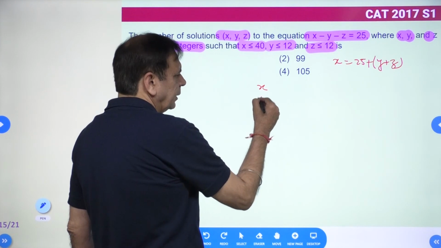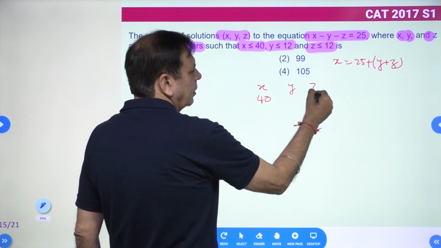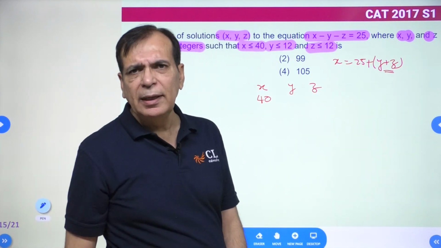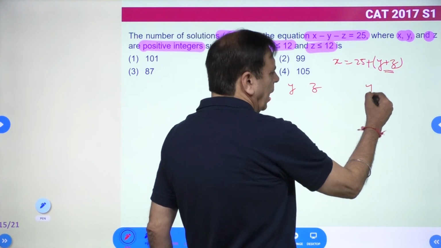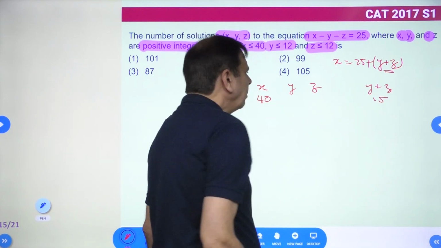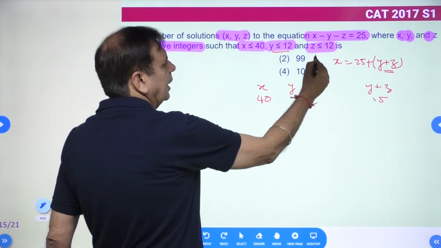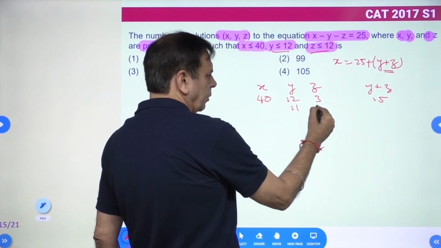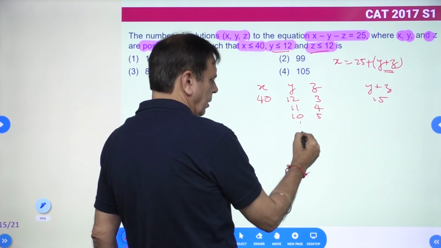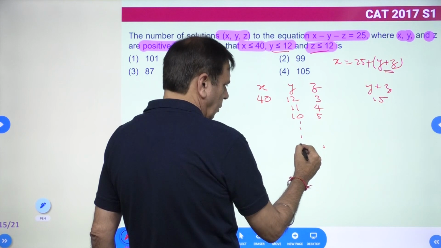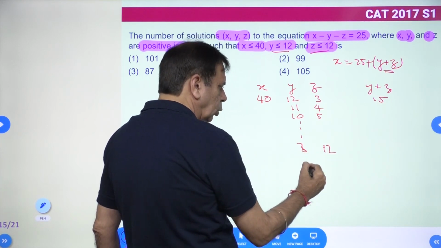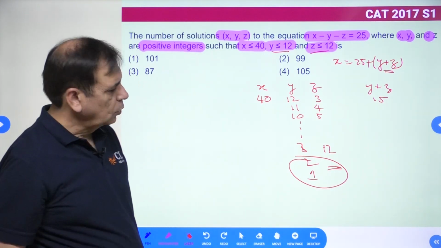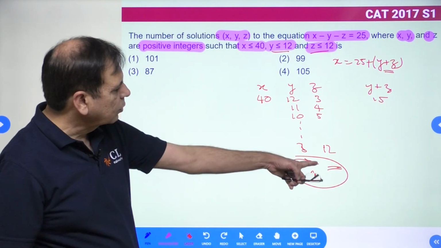We have x. If I take x as 40, then y plus z will have to be 15. Okay, let me write down here. y plus z has to be 15, and y is less than equal to 12, z is less than equal to 12. So can I say 12 plus 3? It could be 11 plus 4, 10 plus 5, and so on, down to 3 plus 12. It can't go to 2 plus 13, because the maximum value of z is going to be nothing but 12.